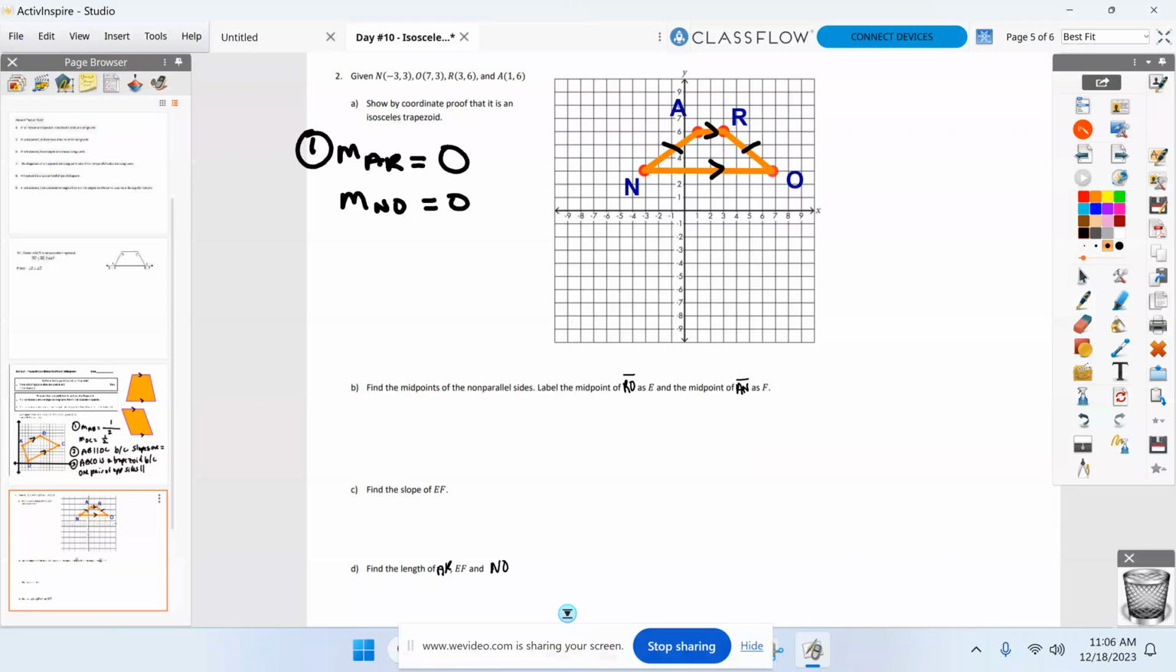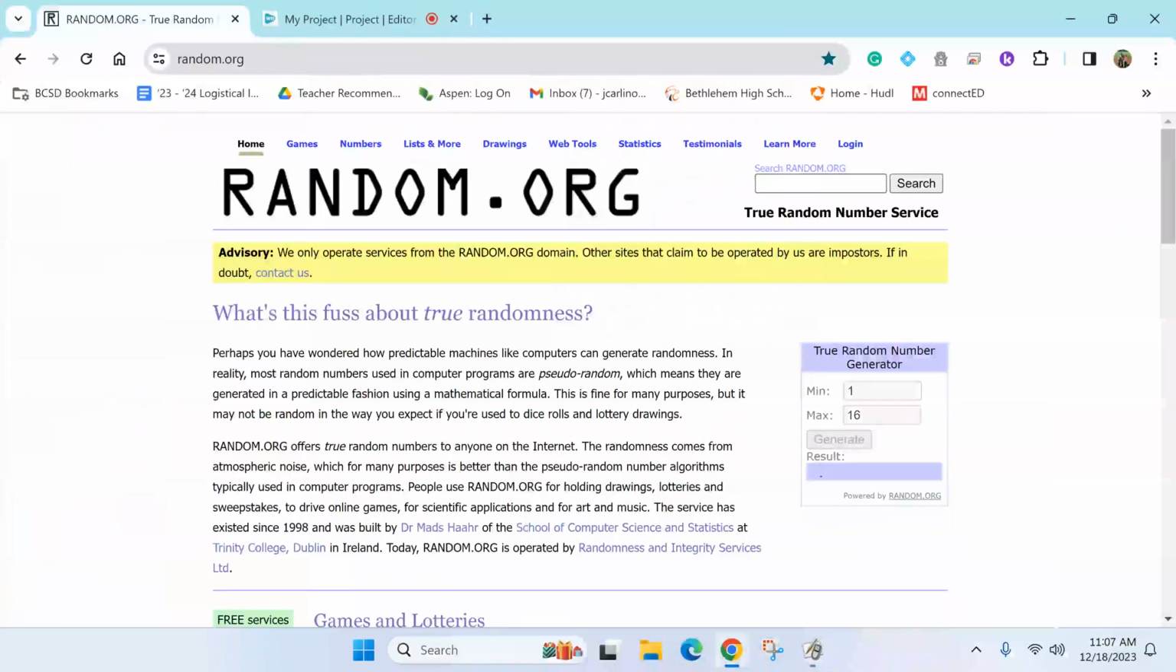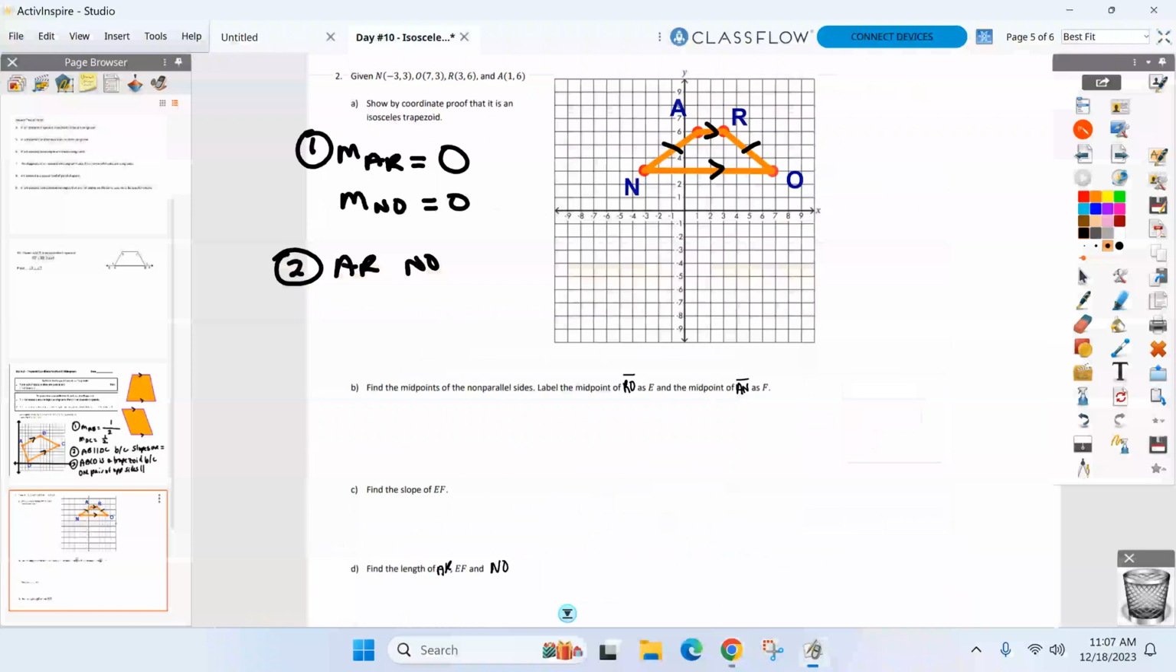And then again, just like we've been doing, stay consistent and neat and organized. Step 2, what did we just learn? AR, put something in between those for me. AR and NO. Let's go. They are parallel. Why? Done.